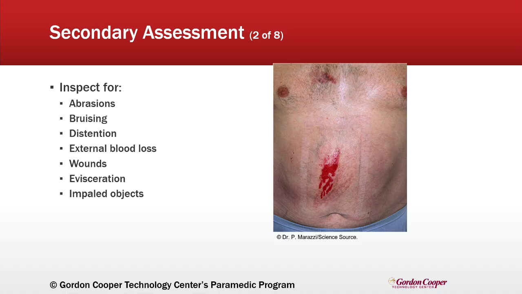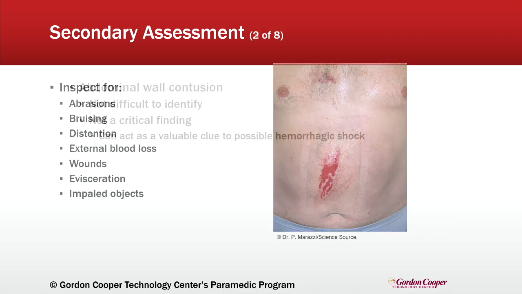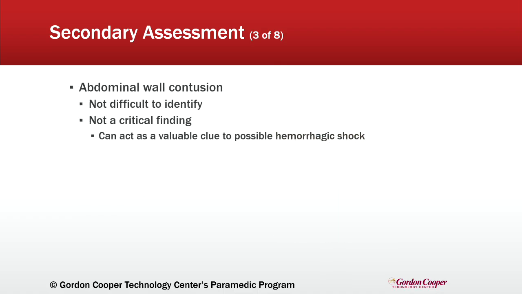Inspect the patient's abdomen for abrasions, bruising, distension, or even obvious external bleeding, any kinds of wounds, eviscerations, or impaled objects. Remember that a complete inspection of the abdomen also includes looking at the patient's back. An abdominal wall contusion or bruise is usually easy to identify, and while not a critical finding in and of itself, it can be a valuable clue that significant blunt force was applied to the underlying structures that could possibly be leading to hemorrhagic shock.